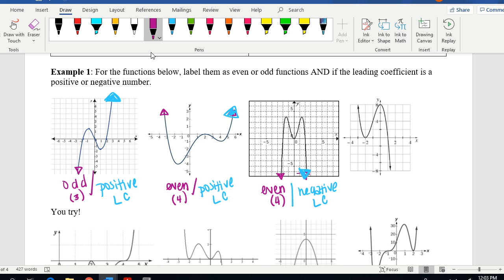My last graph, so looking at my ends, they're going in opposite directions. So this is going to be an odd degree function. This is also a cubic for added information. And then looking at my right side, it's going down, so that means I'm going to have a negative leading coefficient. All right, try the U-tries and then check the key.